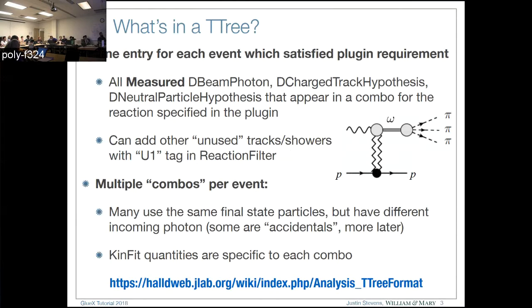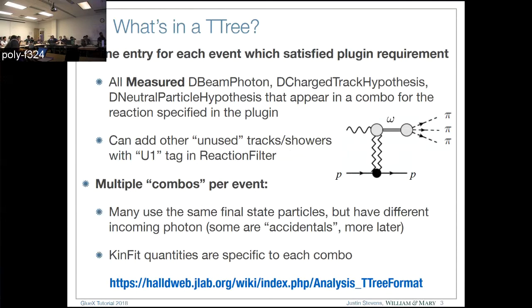Now, these unused tracks and showers that Reinhard was asking about, we don't store every track that was in the event by default in the root tree. We only store the ones that satisfy the criteria for this particular reaction we were trying to study. But if you want to keep all of the extra tracks and showers that were in the event, you can add this U1 tag in the reaction filter, and then even if there were 10 charged tracks, all of them will be stored in the root tree for each event. In this particular case, if only one combo was there, you only have 3 charged tracks in the standard.